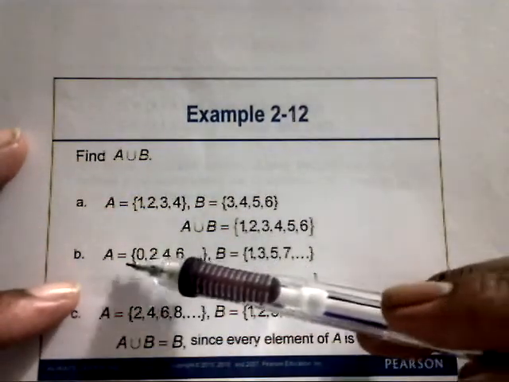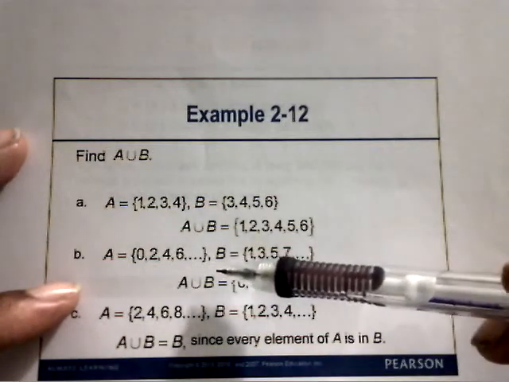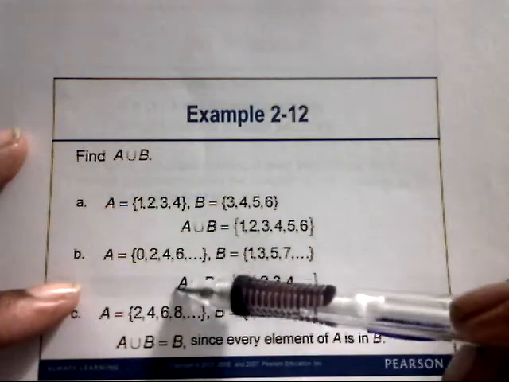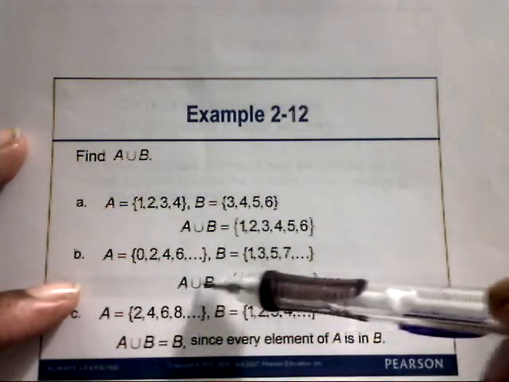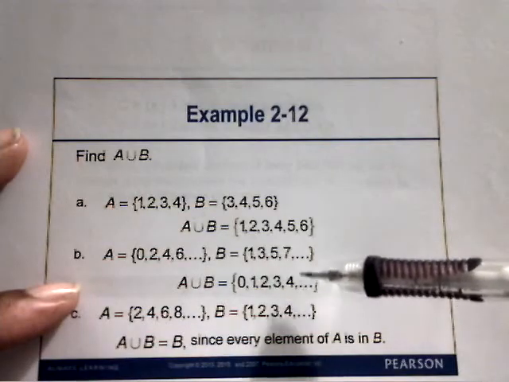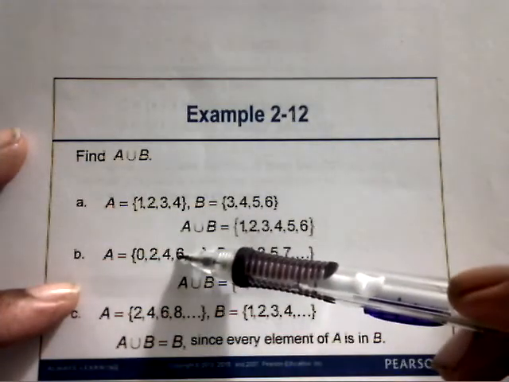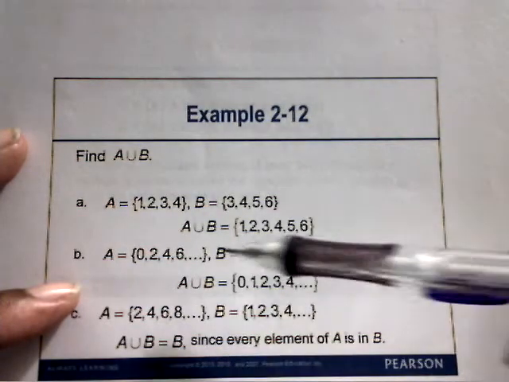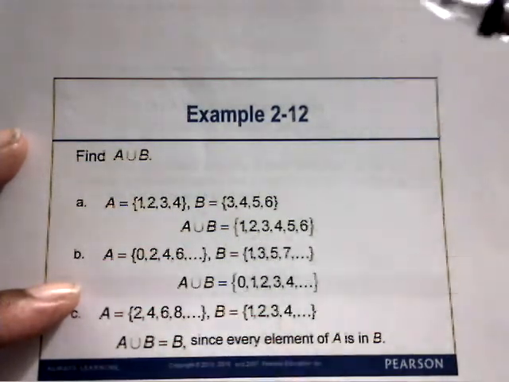Part B, A has the elements 0, 2, 4, 6, and so on. B has the elements 1, 3, 5, 7, and so on. We want to find the union of A and B. In this case here, it'll just be 0, 1, 2, 3, 4, and so on. That's the set of even numbers for set A. This is the set of odd numbers for set B. The union of the two is the set of whole numbers.